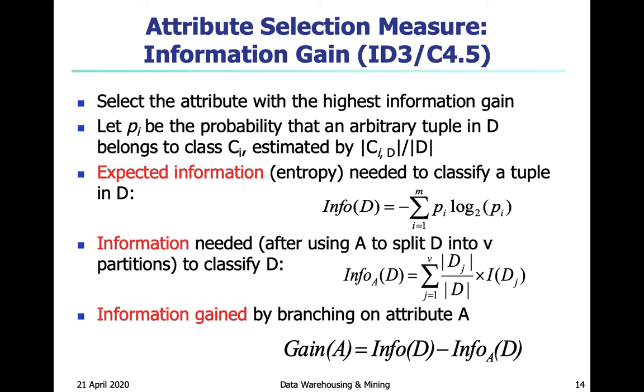So now suppose we were to partition the tuples in D on some attribute A having V distinct values, A1, A2, up to AV, as observed from the training set.